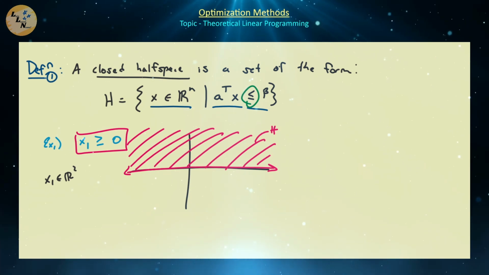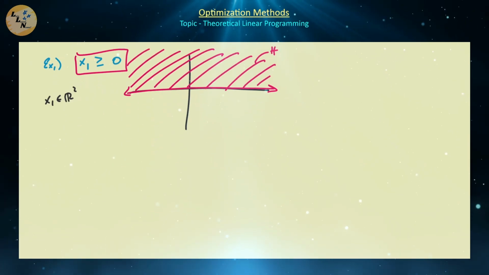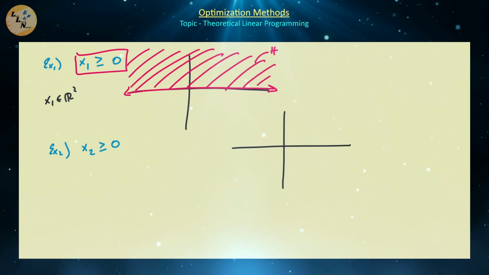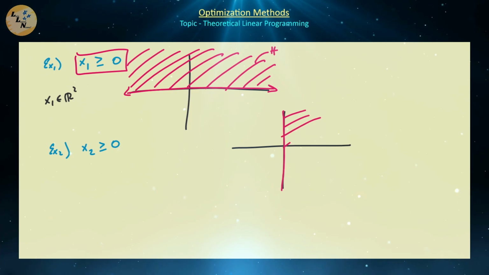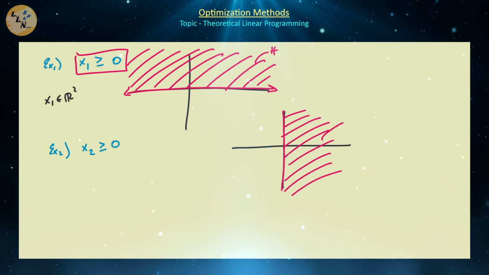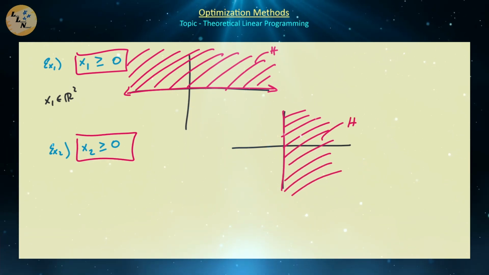Is this the only half space? Of course not. There's quite a few other half spaces you could consider. For example, you could consider the half space x2 is greater than or equal to 0. So what does that half space look like? Again, if we're working in R2, that's going to be this set here. So that's the half space described by that.